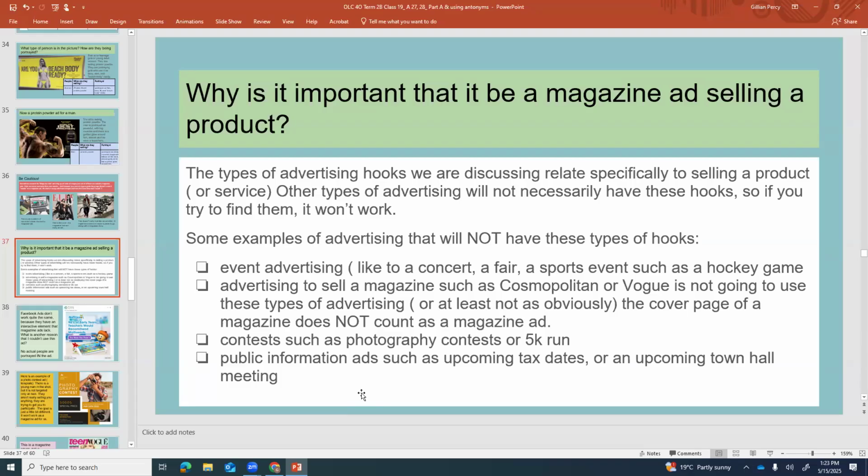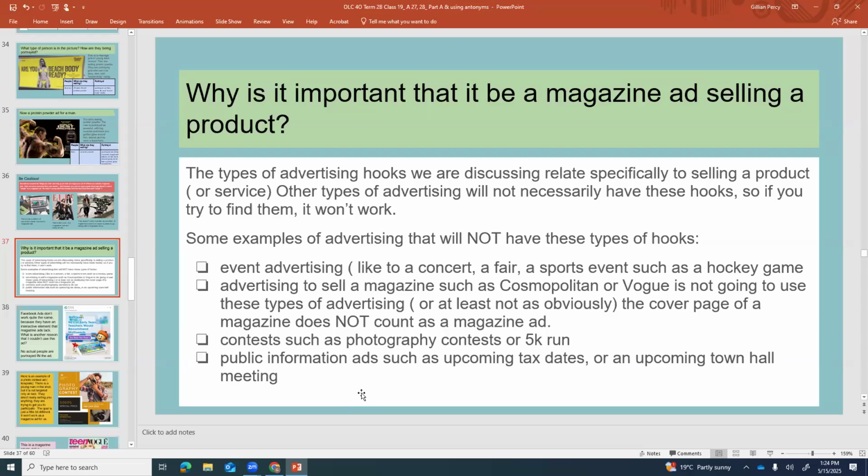Why is it so important that I'm saying it must be a magazine ad? Well, for one reason, we're going to be using this in part 2 as well. And we're going to be talking about a whole bunch of advertising hooks and how they sell products. Other types of advertising are not necessarily going to use these same types of hooks. So like if we put a poster out for a bingo, for example, I'm not really selling a product. It's not necessarily going to have the same types of methods of selling.